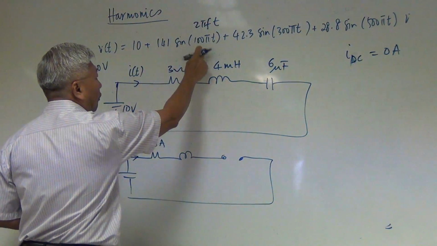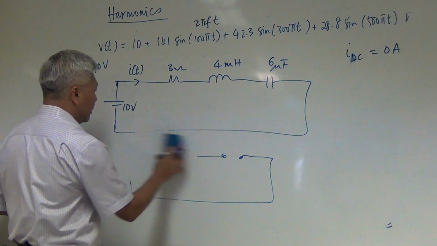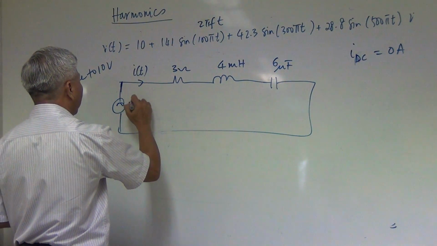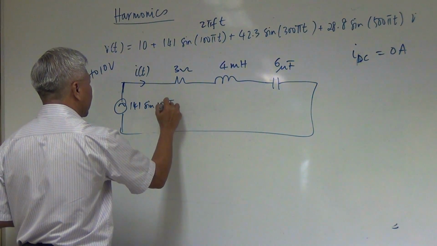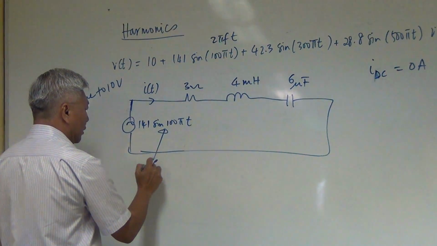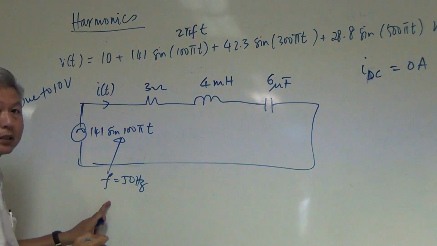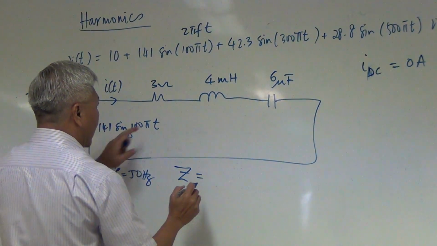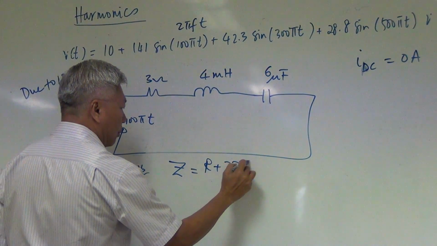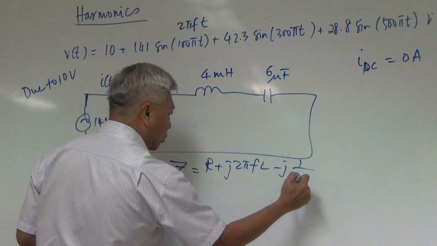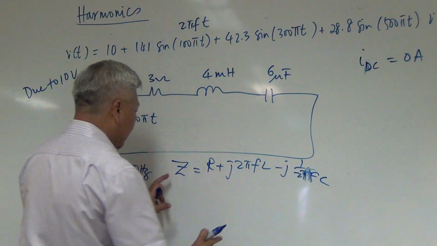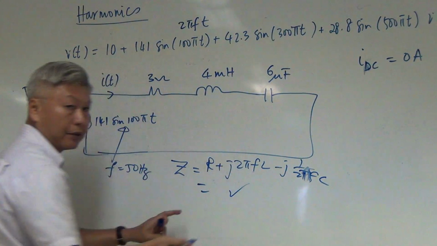Okay, so now due to your first harmonic. Your first harmonic is 141 sine 100 pi t, and you know that for this signal the frequency is actually 50 Hertz. So can you find me the impedance at 50 Hertz like what we did just now? You can, right? So it's R plus j 2 pi FL minus j 1 over 2 pi FC. You substitute the frequency of 50 Hertz, you get an impedance.